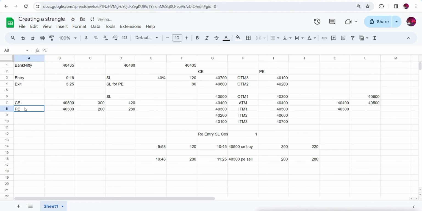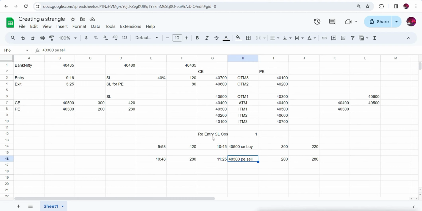Similarly, for the 4300 put leg, assume at 10:48 our stop loss, that is 280, was hit. Now re-entry at cost will wait to see if the price comes back again to our initial entry price, that is 200, because we sold the put option at 200. If the price comes back to 200, it will sell. Assume at 11:25 the price comes back to 200 after our stop loss was hit. Now it will enter for re-entry at cost, 4300 PE sell, the same initial position.